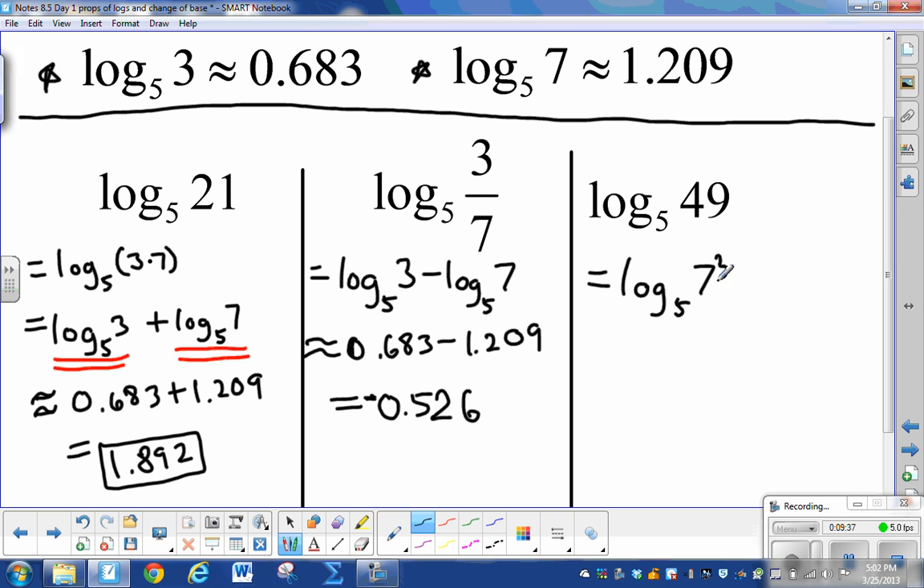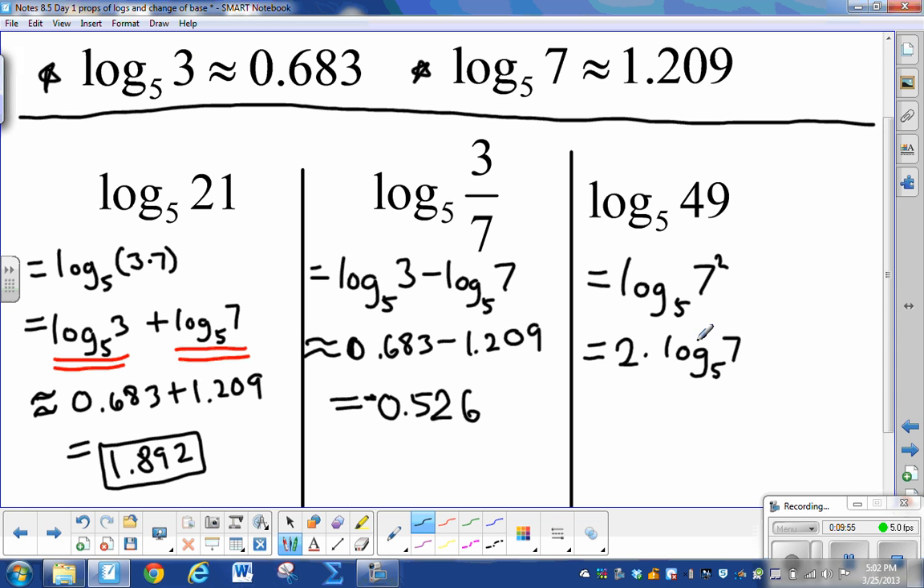Now, technically, you could turn this into 7 times 7, and then this will be a 7 times a 7, then split it out into two plus signs. But we don't need to do all that. We can bring this 2 down to the front. So this is equal to 2 times the log base 5 of 7.